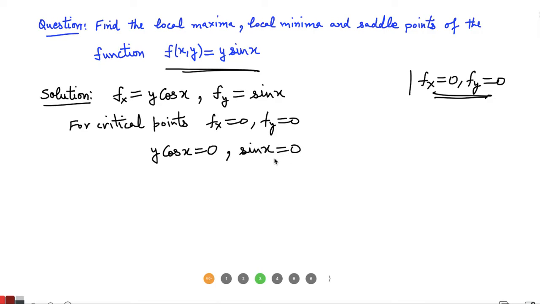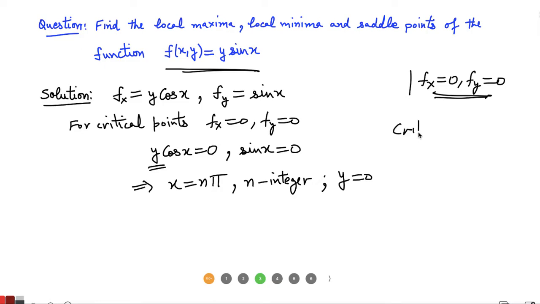Now the second equation immediately tells us that x is equal to n pi, with n being an integer. When x is n pi, cos x is non-zero, so y must be 0. So the critical points are the (x, y) points n pi comma 0, where n is an integer.